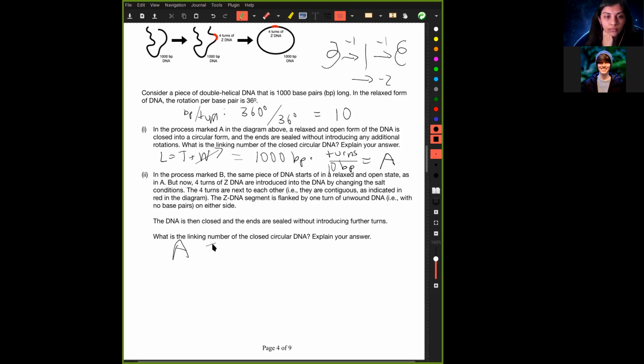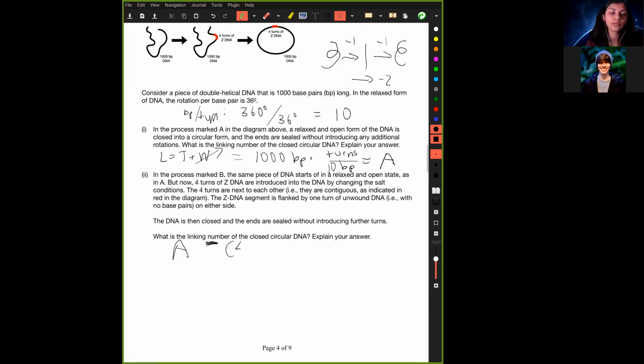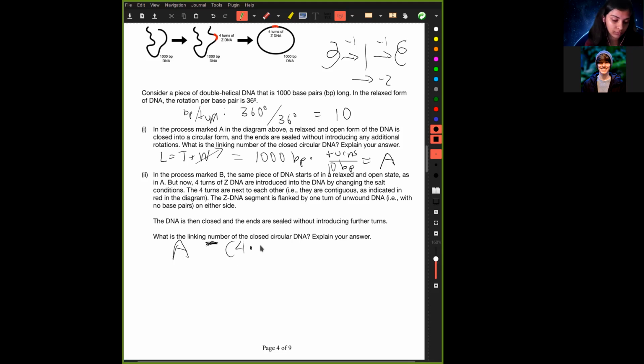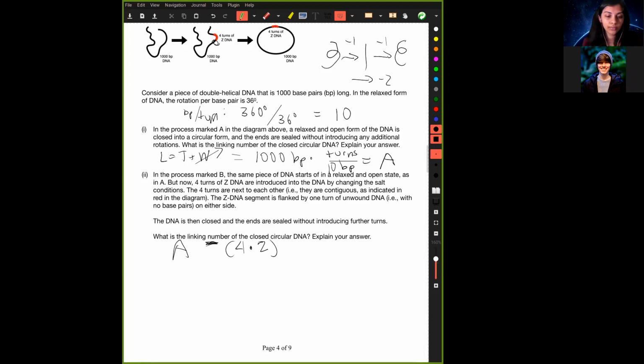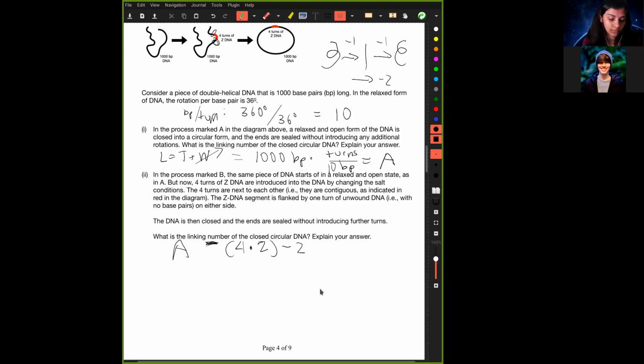So then from this original amount, we would subtract 4 turns times 2 changes per turn. And then finally, we're also given that each ZDNA segment is flanked by 1 turn of unwound DNA. So we have 2 turns, 1 on each side, where the DNA is unwound once. So that's just going to reduce by 2 again. And this should give you your final answer.